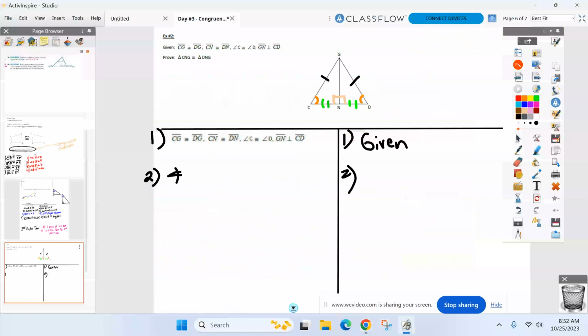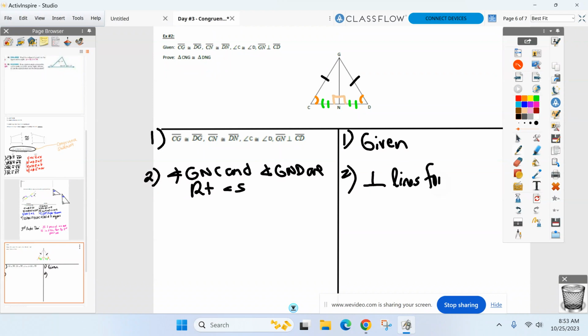Angle GNC and GND are right angles. Got to tell me they're right angles first. It's always a two-step process. Anybody remember the reason why we used to put? I usually took two different reasons. Henry? Parallel lines form what type of lines? Oh, no. Watch your mouth. Perpendicular. Perpendicular lines. Anybody use definition of perpendicular too? That's also fine. Yep. Perpendicular lines form right angles.